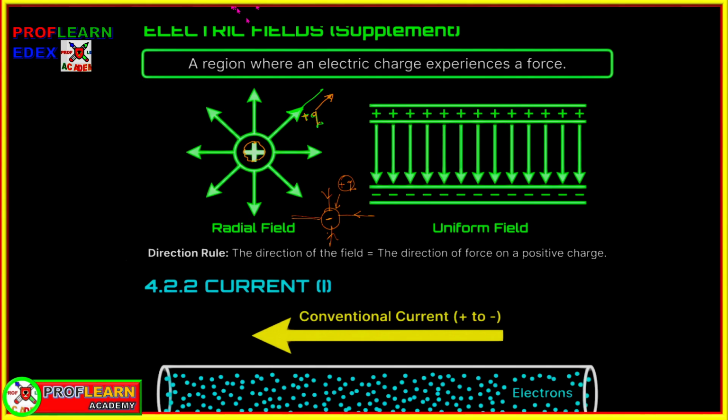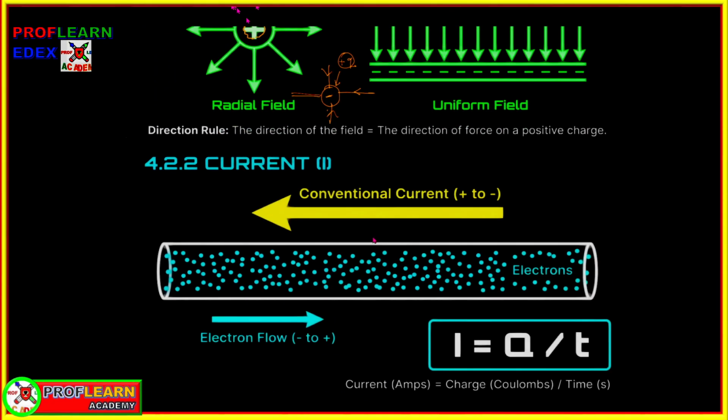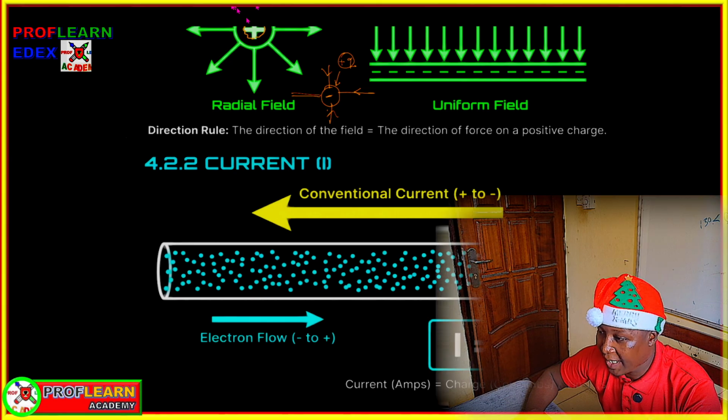The next concept that we are going to look at is the direction of currents. We are going to talk about current electricity. First, current is a flow of charge. When charges are moving from one point to another, that is what we call current electricity. When charges flow in a circuit, that results in the flow of current.